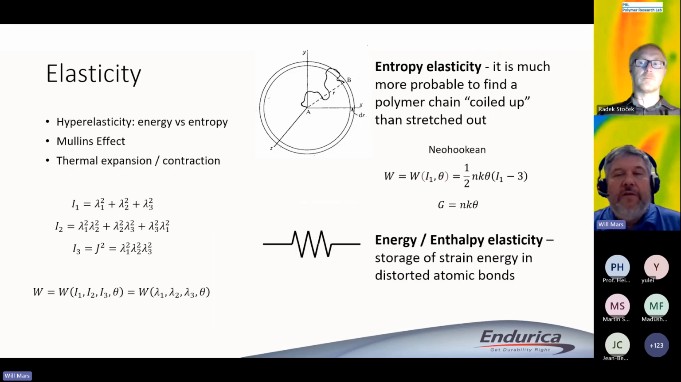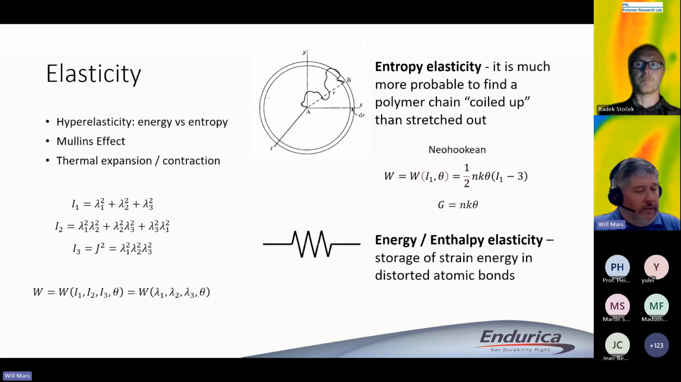At a high level, when we talk about rubber's stress-strain response, the first thing we always think about is entropy elasticity, where the elasticity of the rubber derives mostly from the fact that it is more likely to find a polymer chain coiled up than stretched out. That simple statement of probability leads to the conclusion that when the polymer chain is stretched out, there's a restoring force. That's the basic argument that leads to the statistical mechanical version of the Neo-Hookean law, which you can see on the right-hand side of the slide. This set of arguments leads to the idea that the shear modulus in rubber is proportional to the absolute temperature theta. So the hotter the temperature gets, the stiffer it gets, if you're thinking about entropy elasticity.